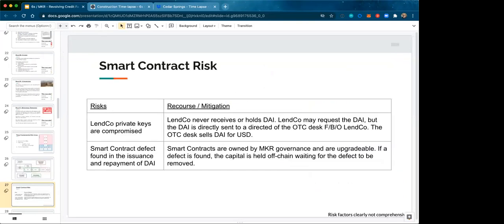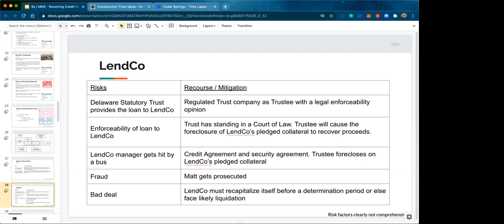So, smart contract risk. If we were to just break this down, what happens if Lenco loses its private keys or they're compromised? Lenco never touches the DAI. Largely all Lenco does is cause the DAI to be moved, but never actually takes possession of it. In that same regard, if a defect is found in that entire cycle of how DAI is moved around, we just simply stop using it. There's no capital exposure. We just wait till there's a fix that's been implemented.